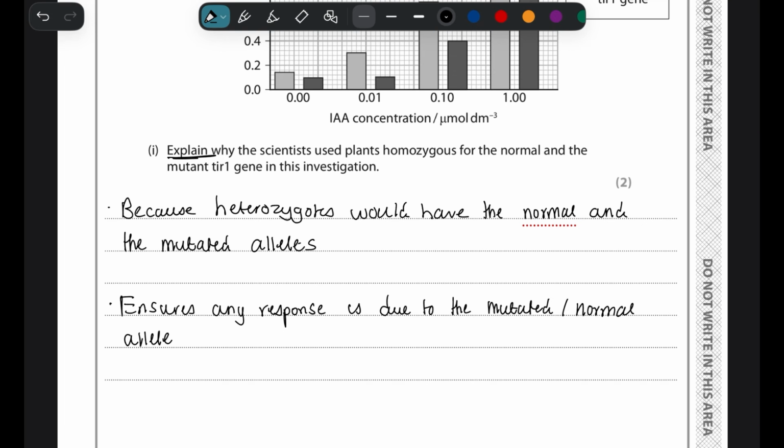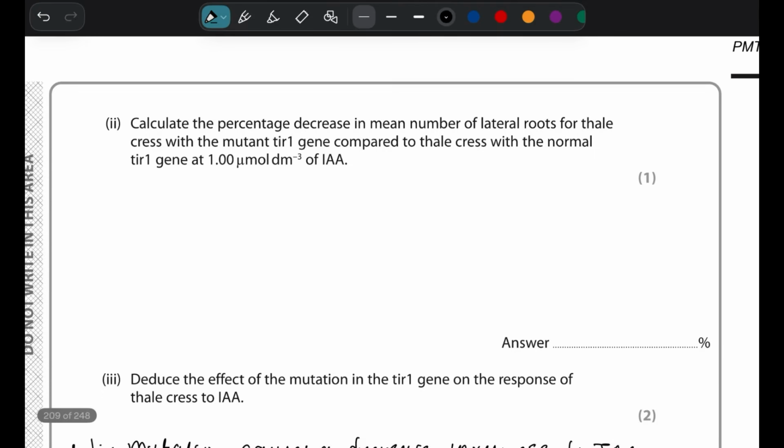Well, it's mainly because if we had heterozygous plants, they would have both the normal and the mutated alleles, right? And the reason we don't want that is to make sure the response we're getting is purely down to having the mutated allele, or purely down to having the normal alleles. We don't want to leave it up to chance. I think the mark scheme also mentions that the recessive might be hidden by the dominant, and also codominance. I don't think that's too relevant, and it is only a 2 marker. So saying these 2 points is going to be enough.